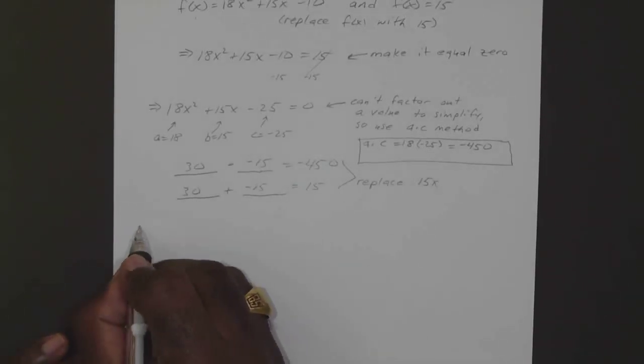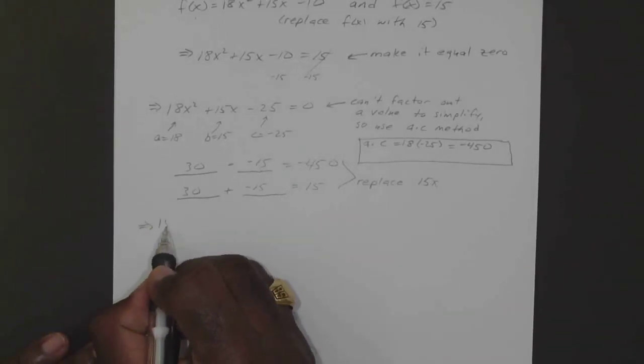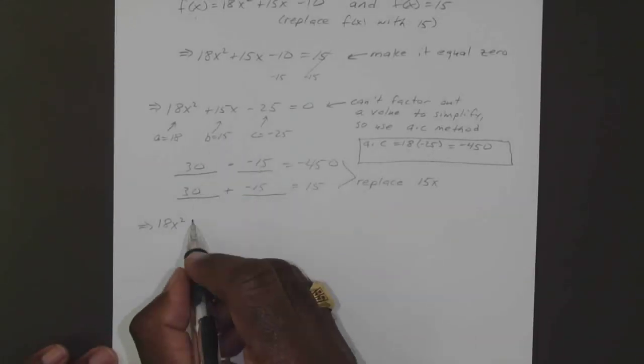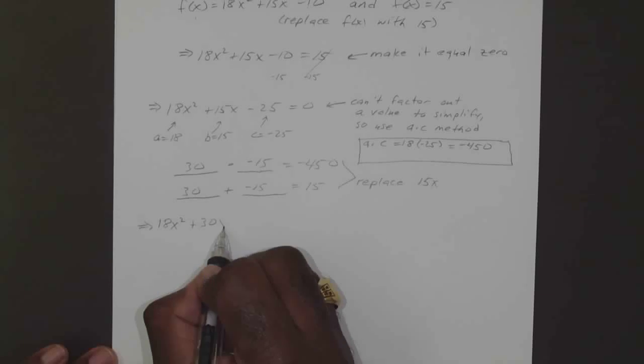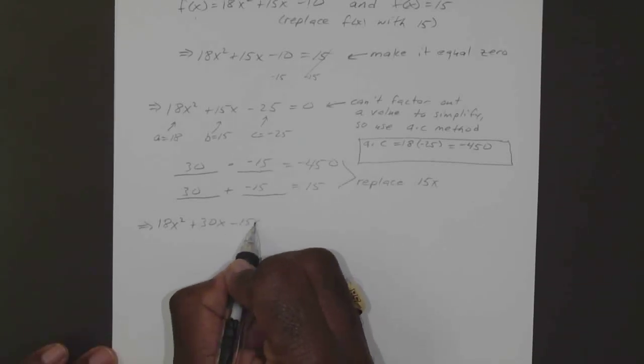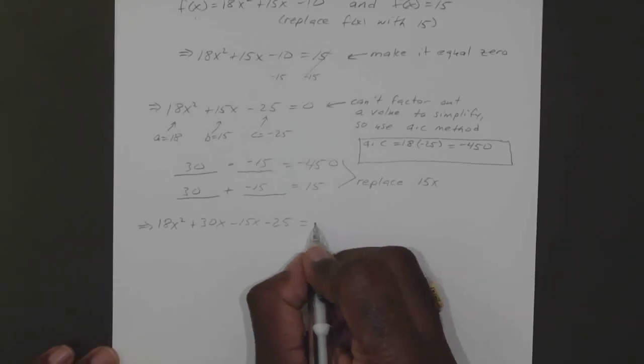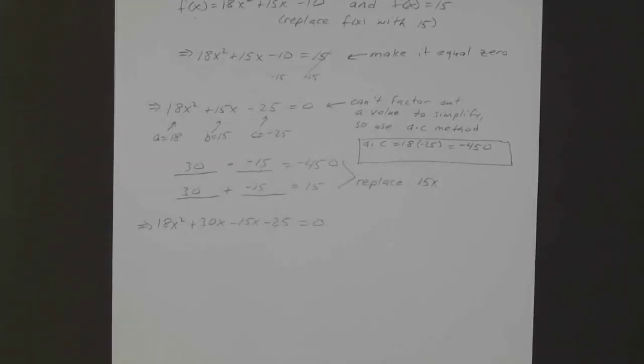Okay, so you have 18x squared. Instead of 15x, we're going to make that plus 30x minus 15x, minus 25 equals 0. And once you do that, you start with your factor by grouping.